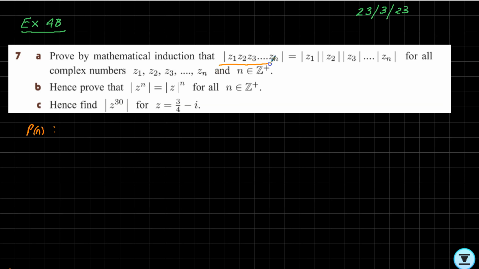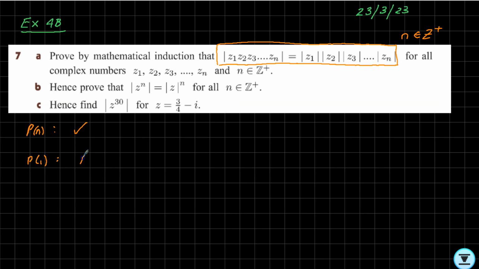Who did that in the test? They just wrote P(n) up the top. Fair enough, right? So there's our P(n) and n. I'm going to be as lazy as Jack. Done.